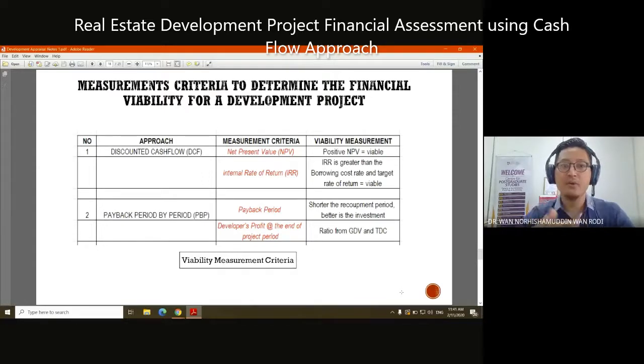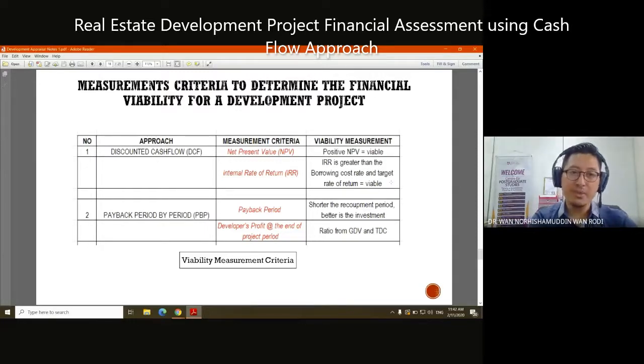So once you have completed the calculation, DCF and PBP, you may produce this kind of table to summarize your findings. Okay, first, using the discounted cash flow, the measurement criterion that we use is NPV, net present value. So the viability measurement is positive NPV equals a viable investment. And then the second one would be IRR. IRR is greater than the borrowing cost rate and target rate of return, so we call it a viable investment.